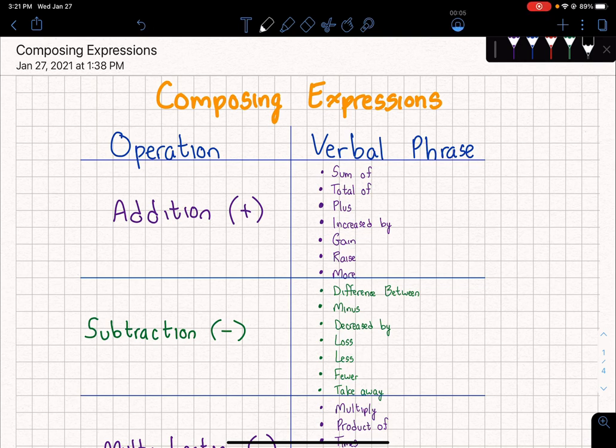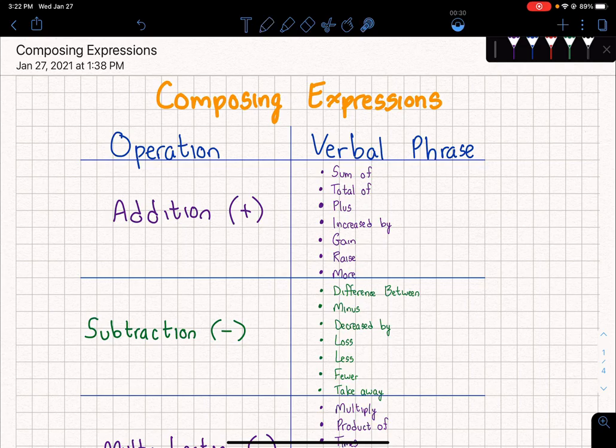Today we are going to be talking about composing expressions. Composing expressions essentially means that we are given a real world scenario and we need to map it mathematically using mathematical language and syntax. As you can see, I have a list of verbal phrases that translate to operators, and we're going to run through these really quickly.